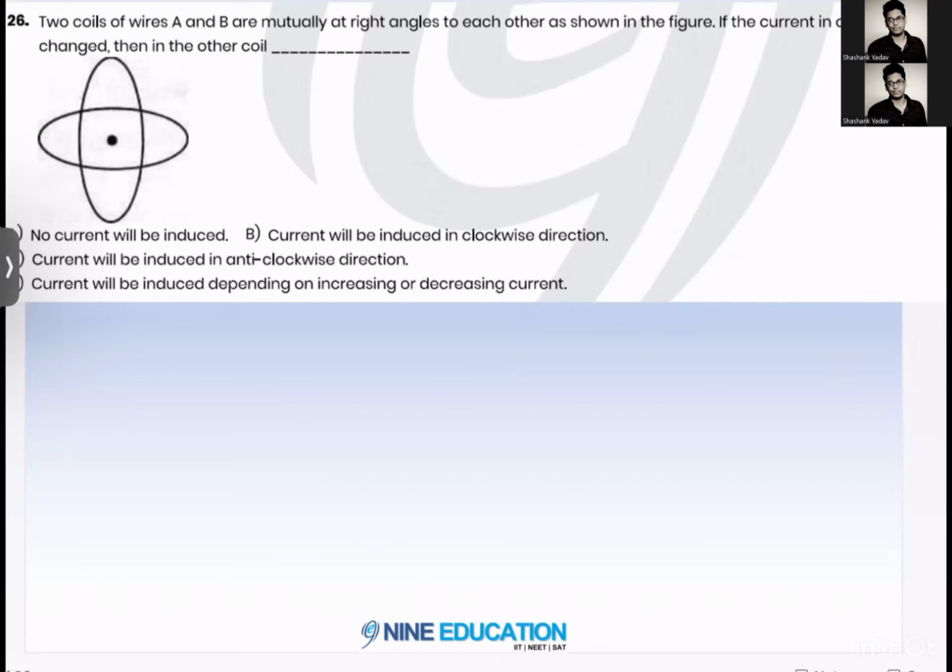So here is the first question. Two coils of wire A and B are mutually at right angles to each other as shown. If the current in one coil is changed, then in the other coil.